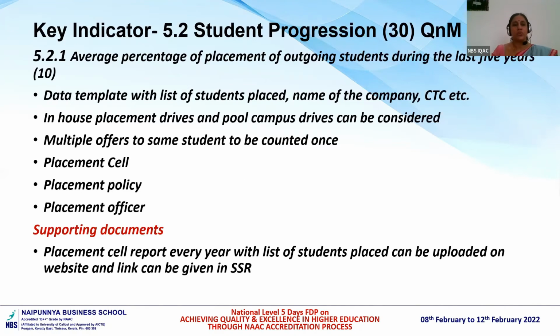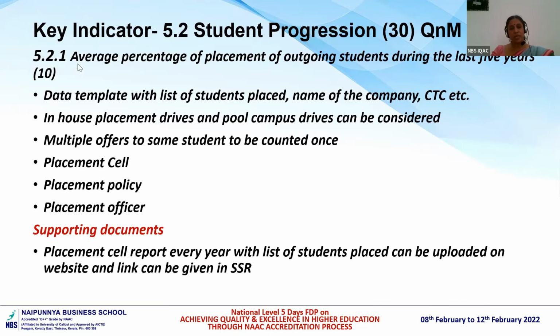Now moving on to the next key indicator, student progression. Altogether it has 30 marks, and it is mostly quantitative metrics itself. Student progression, 5.2, again has sub criteria. The first sub criterion is 5.2.1, the average percentage of placement of outgoing students during the last five years. It has 10 marks, and this is purely a quantitative metric.